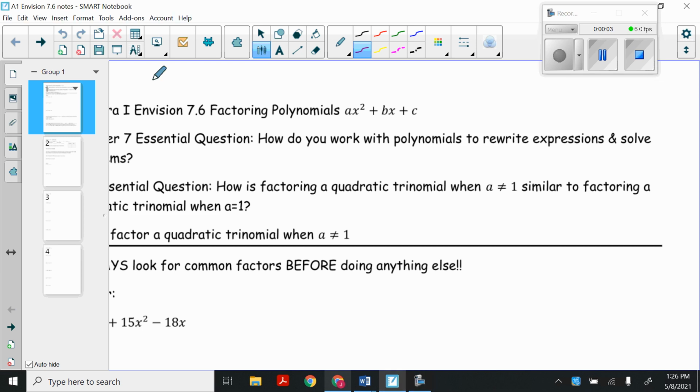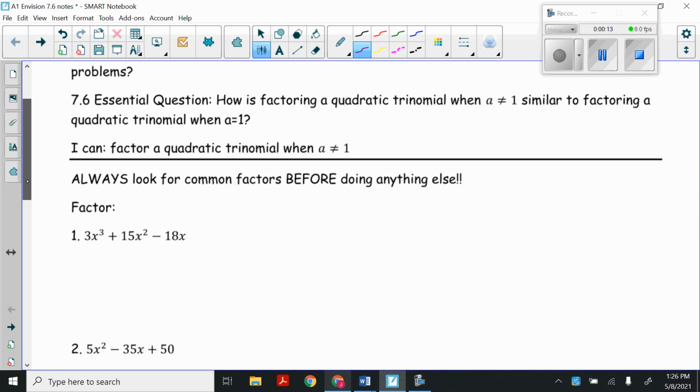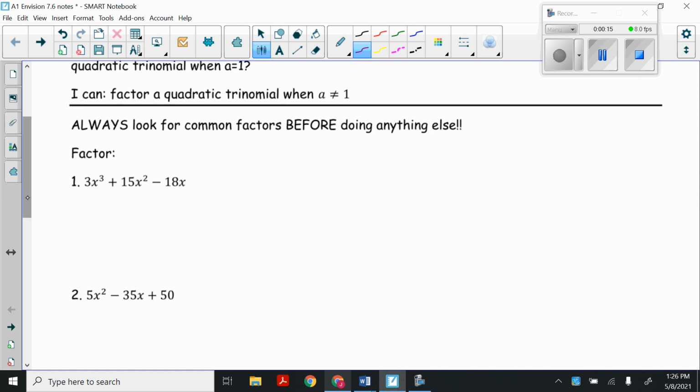All right, so today in geometry, we're going to look at factoring polynomials that have a leading coefficient greater than 1. So the very first thing we want to talk about is that we want to always look for common factors before we do anything else. So always check for GCF and factor that out first.